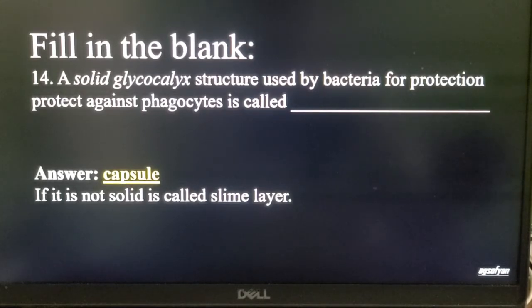And the primary function of capsule is protection against phagocytes. A phagocyte is a white blood cell that tries to kill bacteria. So bacteria that have a capsule will be able to protect themselves against white blood cells, the phagocytes.